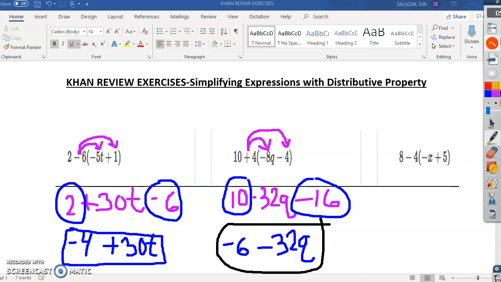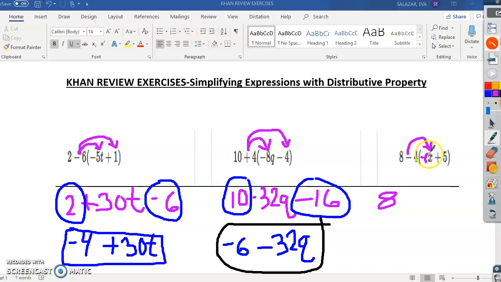Last one. Bring down your 8. Distribute that negative 4 times that variable, negative x. Remember that every variable has a coefficient of 1. So this would be negative 1x.